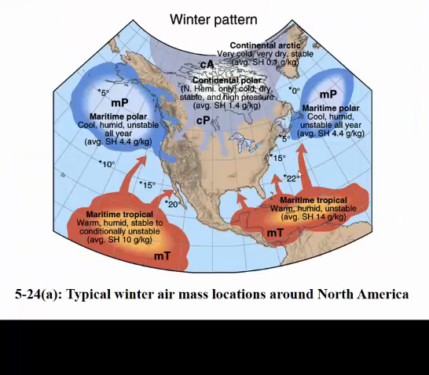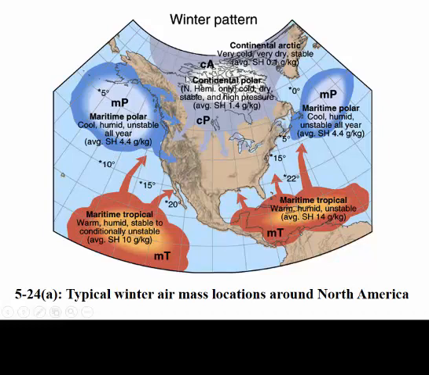We have weather, okay, and these are typical winter weather air mass locations around the U.S. I alluded to this before, but we have different air masses that form over water that are warm, air masses that form over land that are cold, air masses that form over water that are cold. So these are called MP, maritime polar, and they have different amounts of heat and humidity.